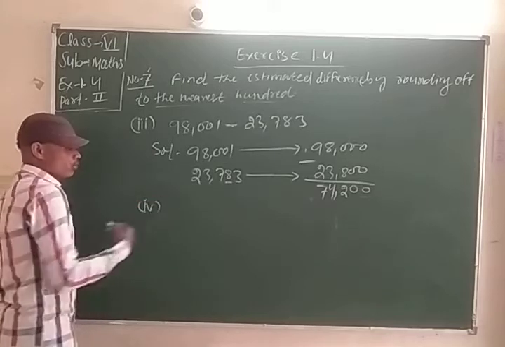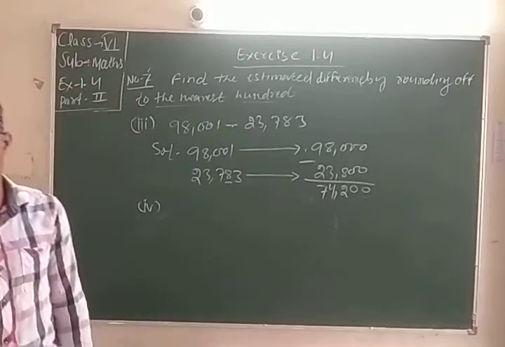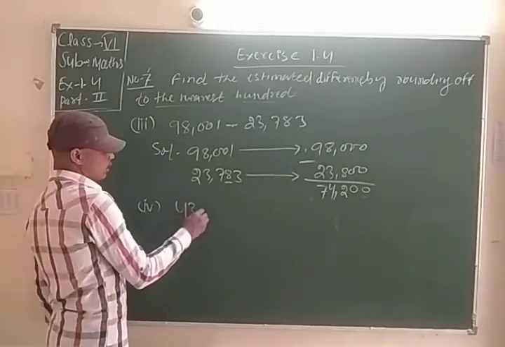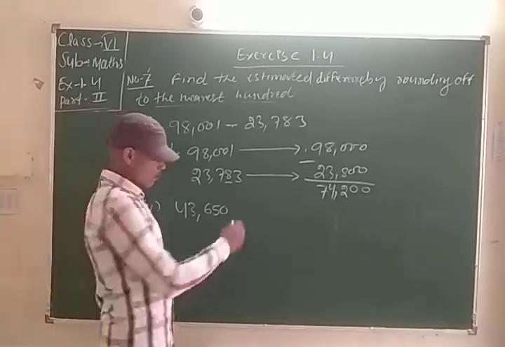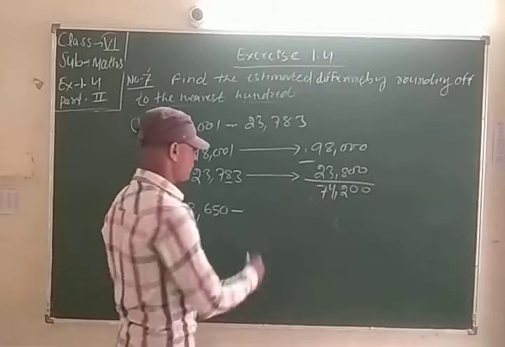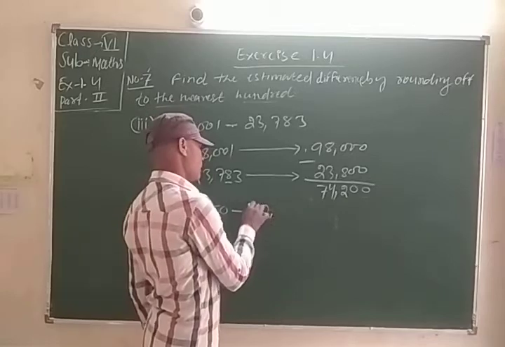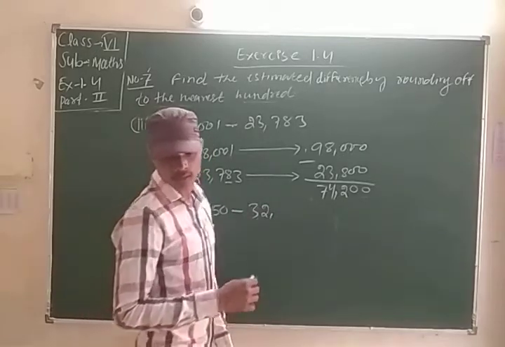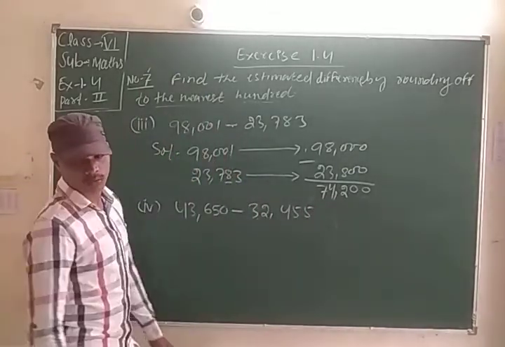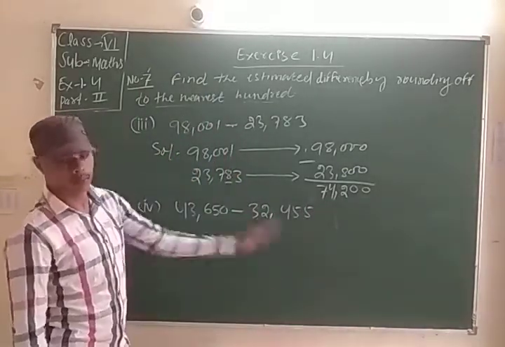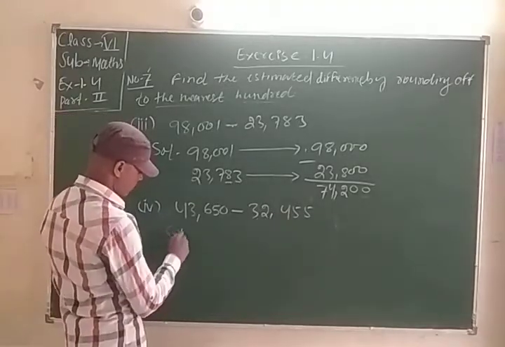Now we will do the fourth bit. What is the fourth bit? 43,650 minus 32,455. Sorry, I said 32,000, that was a mistake. It is 32,455. We round it up to the nearest 100. Then you can write here the solution.